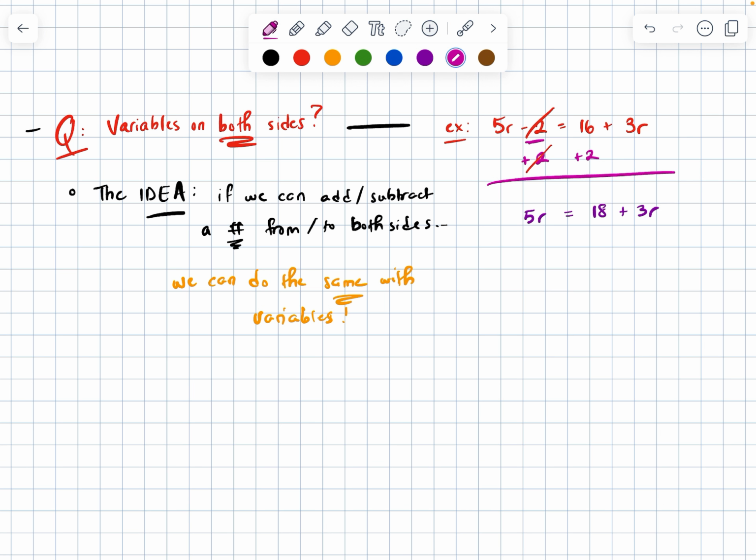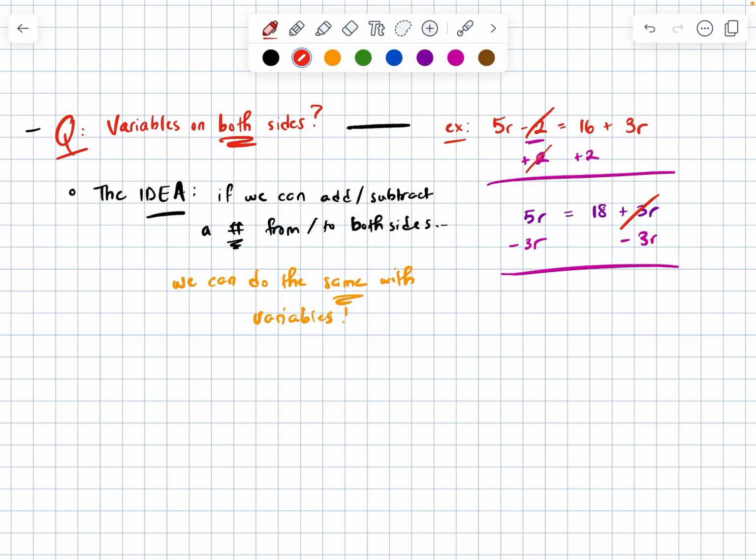Alrighty. Well, if you're like me, I see a 5r on one side and a 3r on the other side. The 18's already on the right, so maybe I want to move my variables over to the left, which means I want to get rid of this positive 3r. Well, inverse operations would tell me if I want to get rid of a positive 3r, a negative 3r should do the trick. So let me subtract 3r from both sides of the equation.